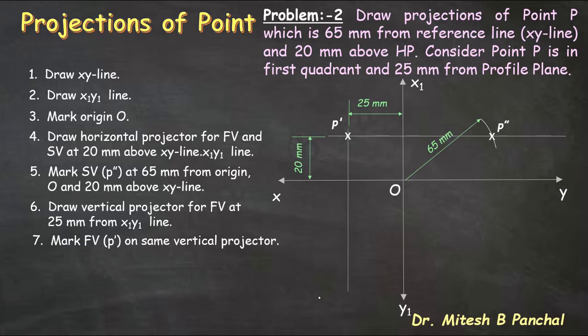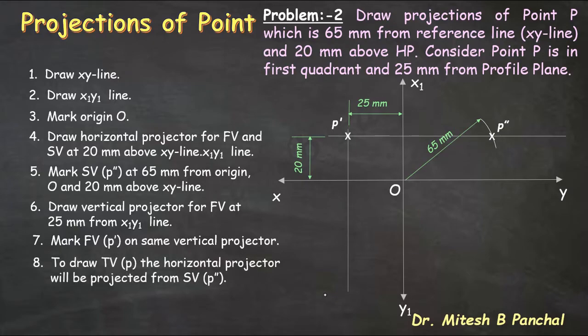Now for the top view, consider a vertical projector is fixed. As per point 3, the front view and top view will be on the same vertical projector. Okay, so the top view of point P will be on this vertical projector, right, which is 25 mm from x1 y1. But now a horizontal projector is required to finalize the position of the top view.